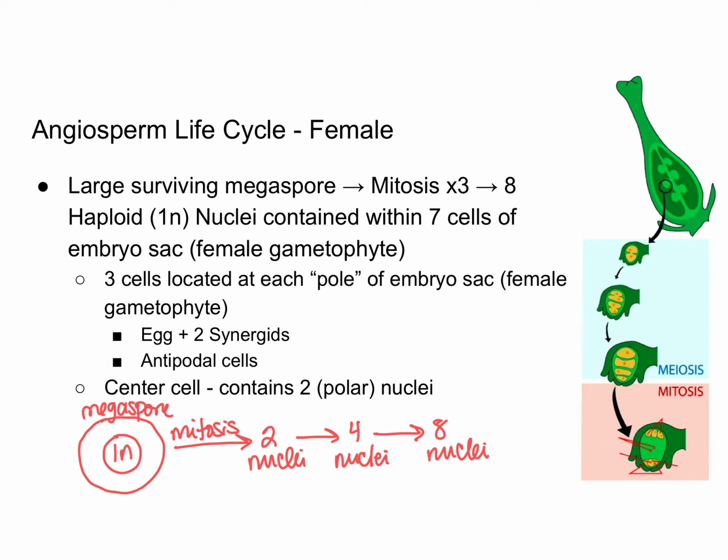Now, usually with mitosis, cytokinesis also occurs, and that is the case here, except for these 8 nuclei at the end of the 3 rounds of mitosis are only going to be in 7 cells. So one cell is going to have 2 haploid nuclei. And you can actually see those cells in this picture here.